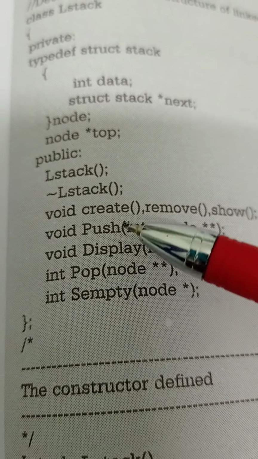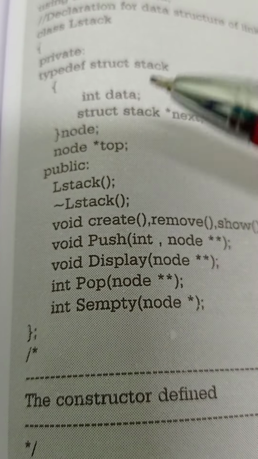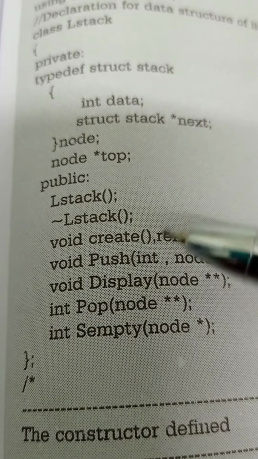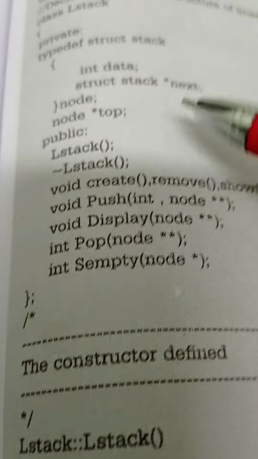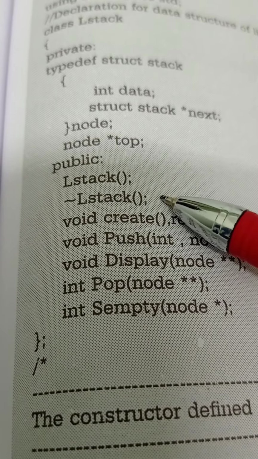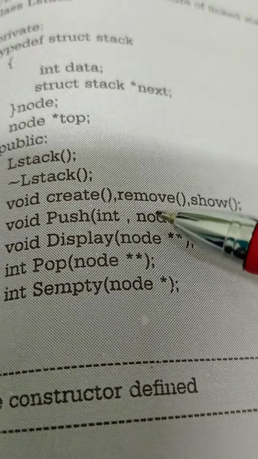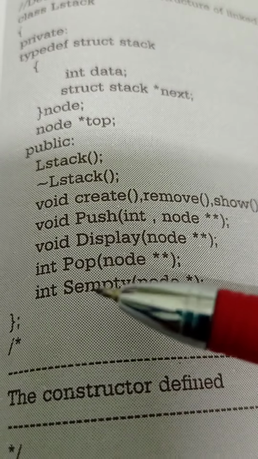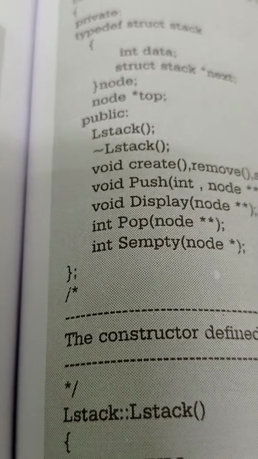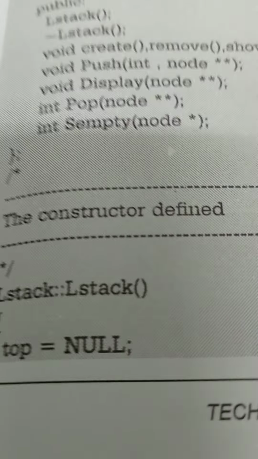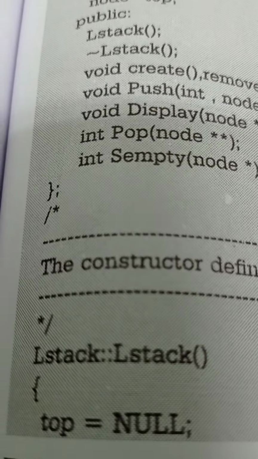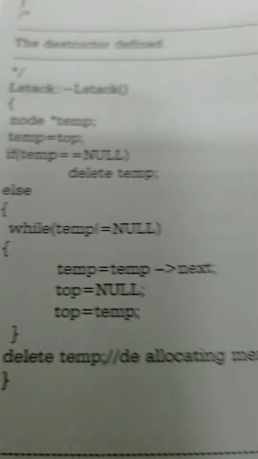Here, at the end of the class, we have declared the data members and the functions of the class. Then we'll define those functions. We use the constructor, the destructor, the create function, the remove function, and the show function. So many functions are there. We'll define those functions one by one. The constructor is there to initialize and to allocate the memory location. Using this, we can allocate memory to store the data into the stack.